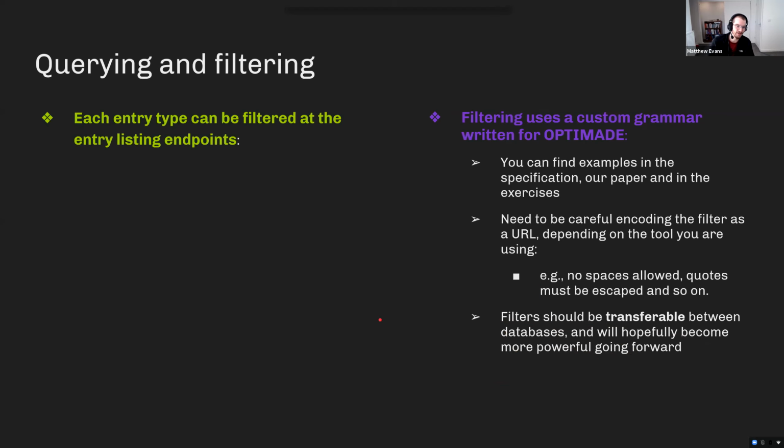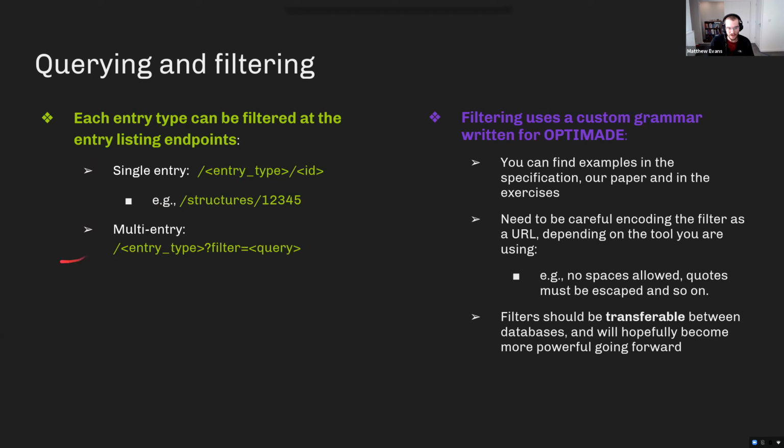And then what I wanted to say first is that each entry type can be filtered at these entry listing endpoints. So for a single entry, as you'll see in a second, you go to an Optimade URL / the entry type you're looking for. So normally structures / and then a particular ID, and that will just give you one entry back. For example, if you want structure 12345 from somewhere, you could visit this URL with the database URL at the front.